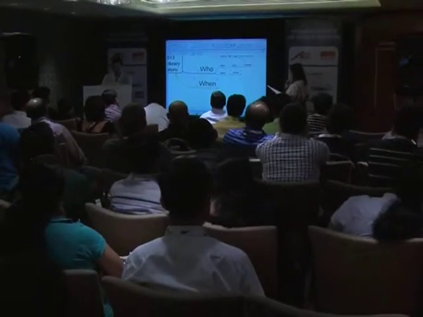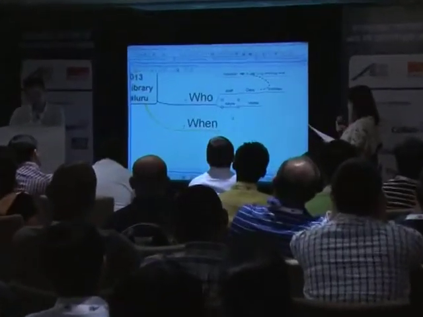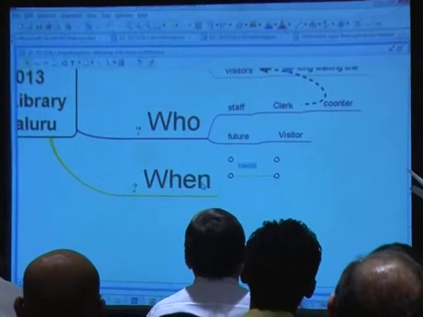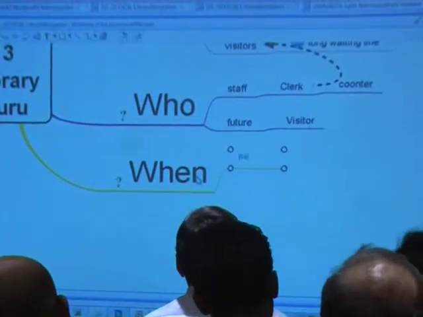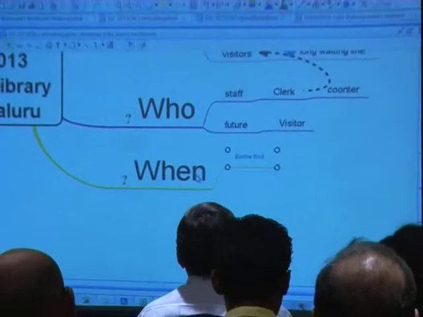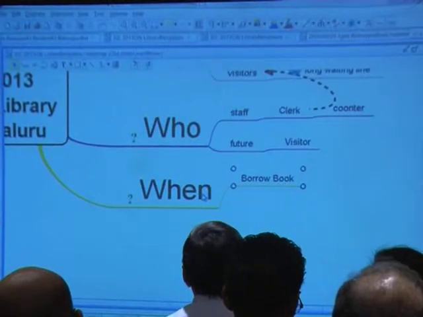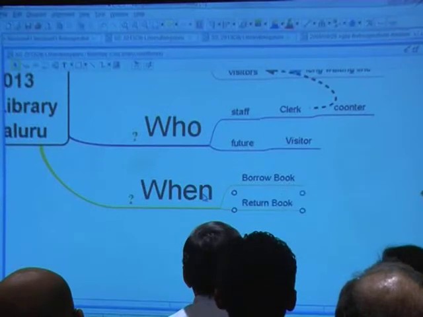And you said clerk will use the system. Who else is using it? Or when? First of all, when visitors borrow books. As I mentioned earlier, visitors have to wait in a long line to borrow books at the counter. I see. And also, when they return books, this is an easy part, I guess.